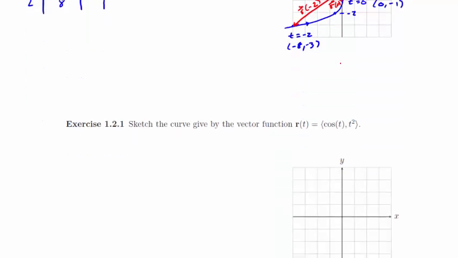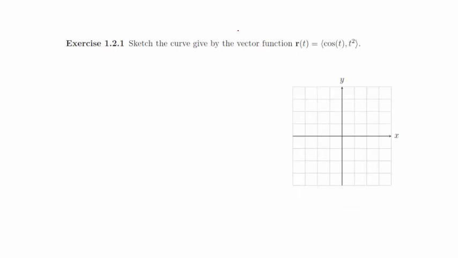Go ahead and move down here. This exercise is for you guys. Go ahead and take a few moments, pause the video, try and work this one out on your own, and I will go through the solution here in just a few moments.